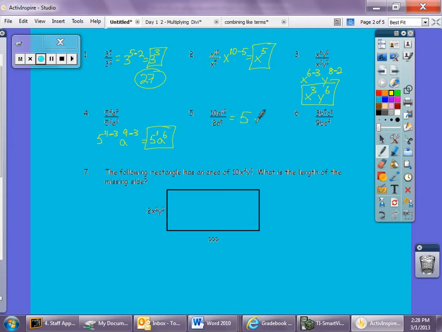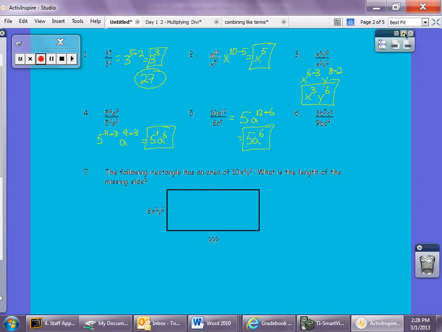Well, that's going to be a to the 12 minus 6. And 12 minus 6 will give me 6. So it's 5a to the 6th. And now with number 3, we have b's, we have c's, and we have numbers that aren't like bases. So we can simply simplify 3 and 9. Well, 3 and 9 simplifies to 1/3.